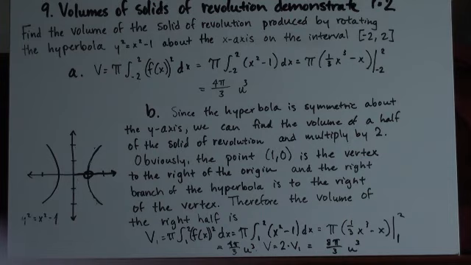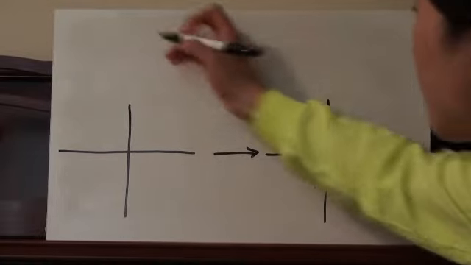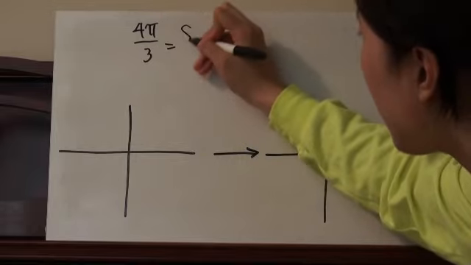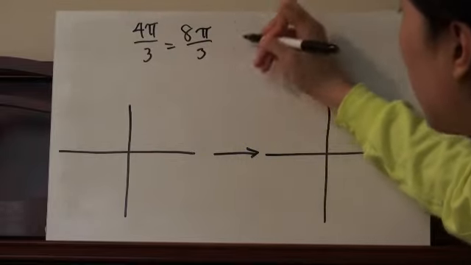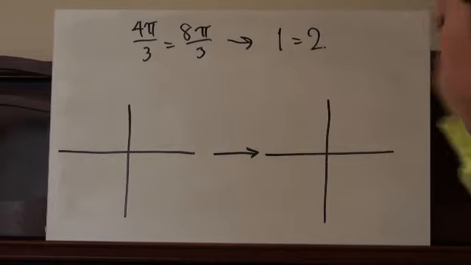However, to get the full volume, we need to multiply that by 2, and we end up with 8 pi over 3 units cubed. This poses a problem because it appears to prove that 4 pi over 3 equals 8 pi over 3. Or, in other words, 1 equals 2.